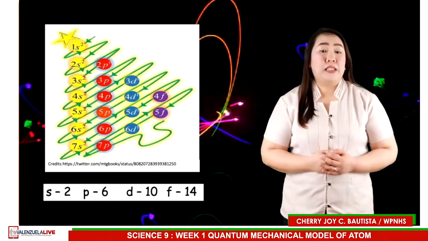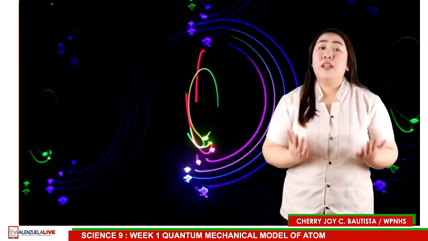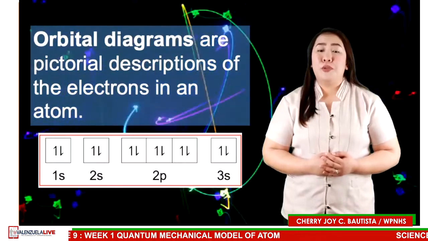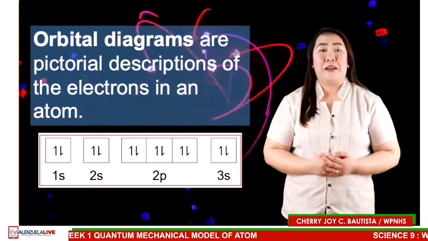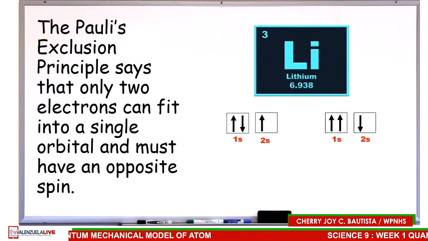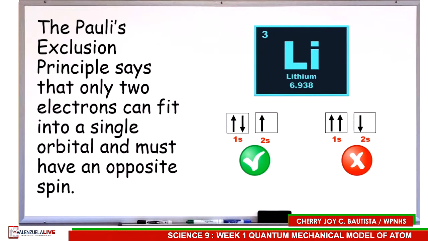Now let's get the orbital diagram of the element. Orbital diagrams are pictorial descriptions of the electrons in an atom. There are rules useful in forming orbital diagrams. The Pauli exclusion principle says that only two electrons can fit into a single orbital and they must have opposite spin. For example, consider the orbital diagram of lithium. The orbital diagram should look like this and not this one.